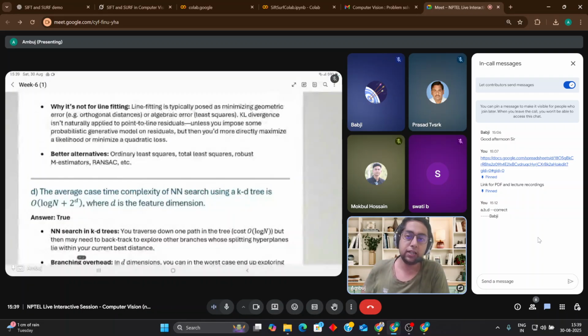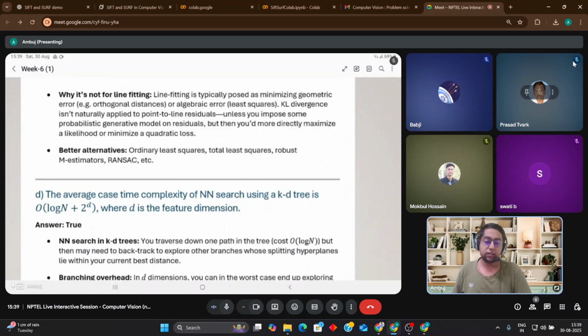Line fitting is typically posed as minimizing the geometric error or the algebraic error. KL divergence isn't naturally applied to point-to-line residuals unless you impose some probabilistic generative model on residuals. Then you would more directly maximize a likelihood or minimize a quadratic loss. Best alternatives are M-estimators, RANSAC, or ordinary least squares (OLS) regression, and total least squares. These you can apply.